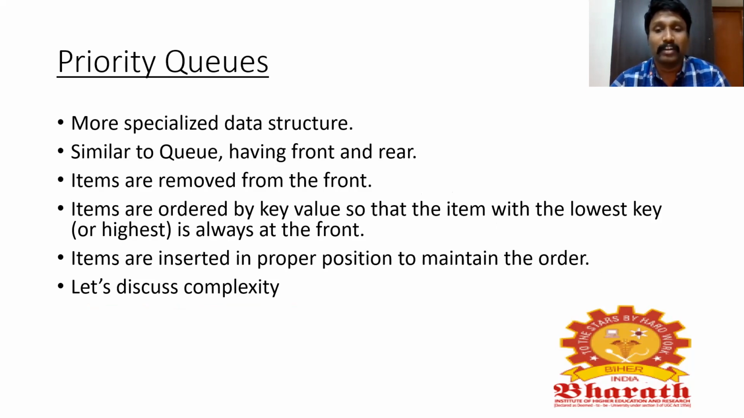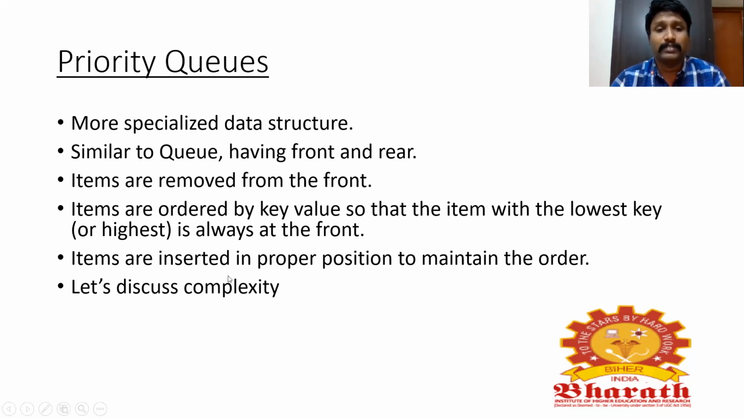Let's assume there are 4 elements. The third element has the highest key value, so priority will be given to the third element, and it will be taken and processed out. Items are ordered by key value, so the item with the highest priority, the lowest key, is always at the front.